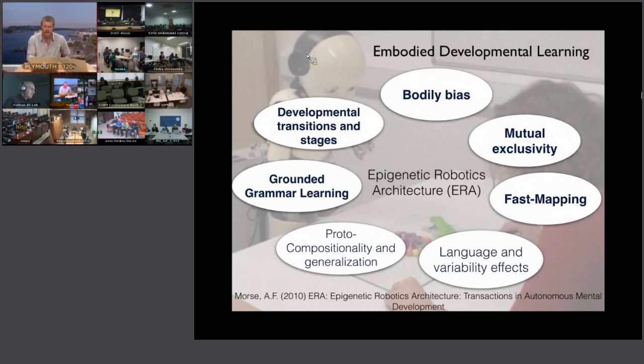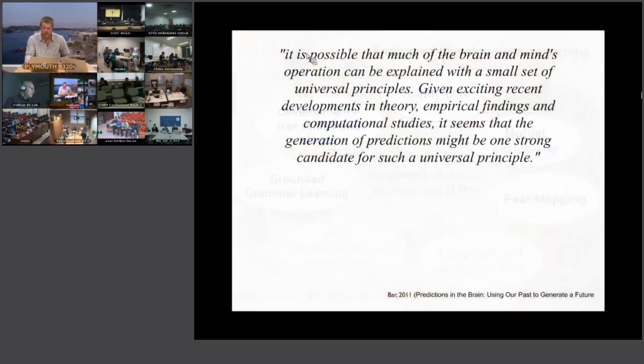But in order to motivate how this works, we have to start thinking about what cognition is and what language is, and how the two relate. This is a nice quote from Moshe Bar, who is a neuroscientist. He says, "Is it possible that much of the brain and mind's operation can be explained with a small set of universal principles? Given exciting recent developments in theory, empirical findings, and computational studies, it seems that the generation of predictions might be one strong candidate for such a universal principle." So that's a nice statement, and one that I agree with.